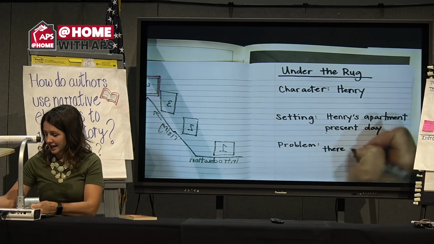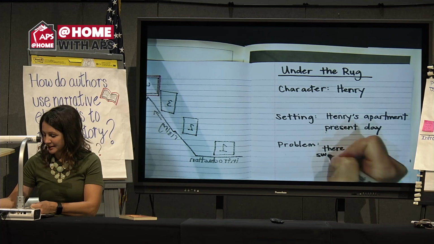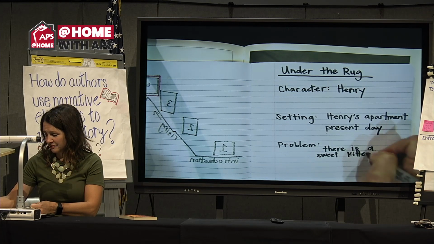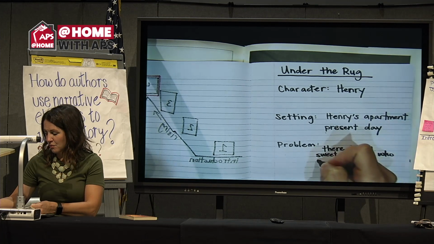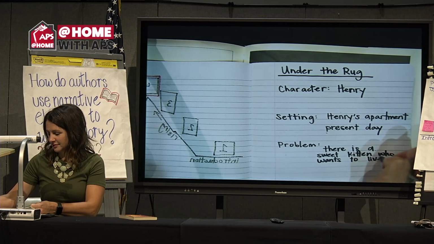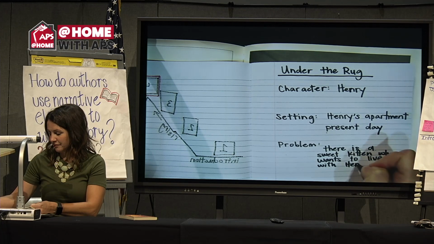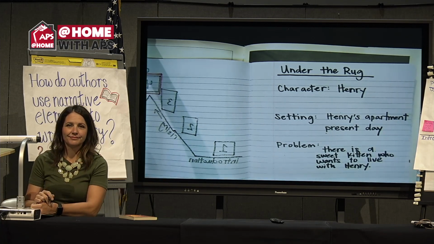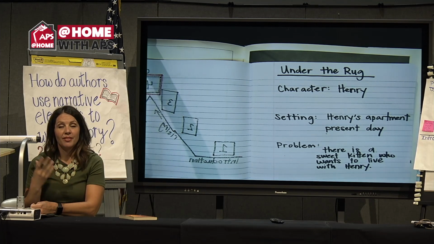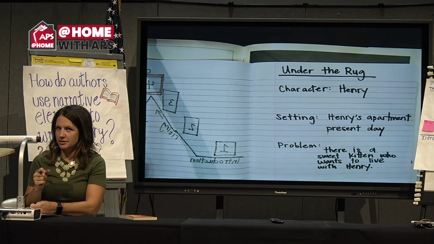There is a sweet kitten who wants to live with Henry. The problem is, Henry doesn't know that it's a sweet kitten. He thinks it's something dangerous.